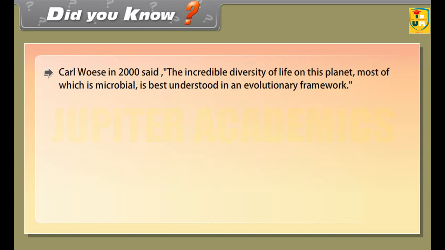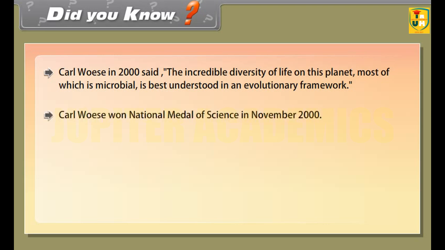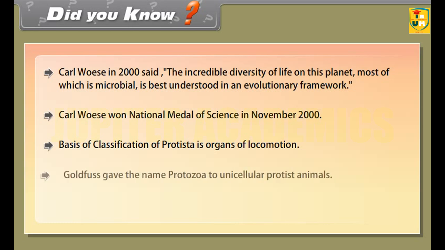Did you know? Carl Woese in 2000 said, the incredible diversity of life on this planet, most of which is microbial, is best understood in an evolutionary framework. Carl Woese won the National Medal of Science in November 2000. The basis of classification of Protista is organs of locomotion. Goldfuss gave the name protozoa to unicellular protist animals.